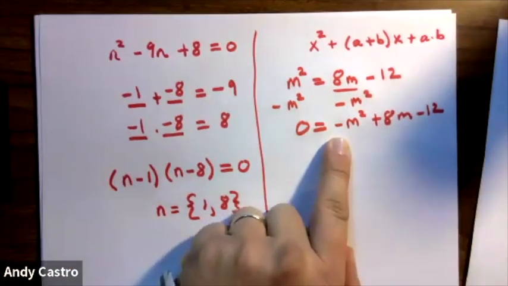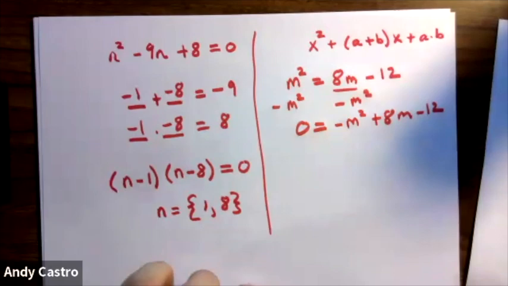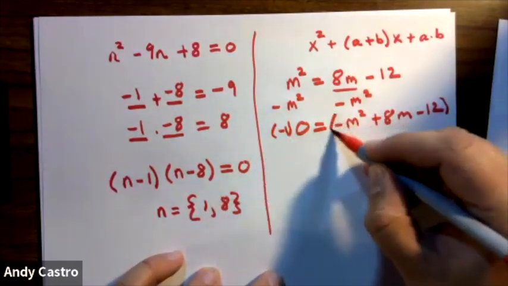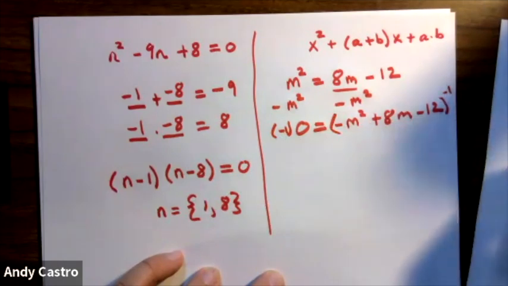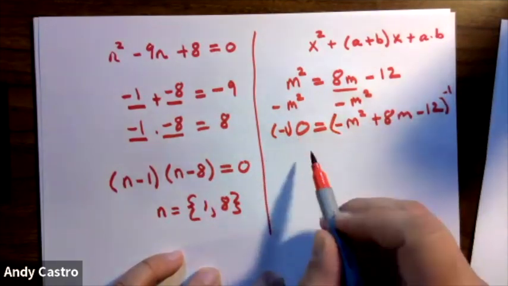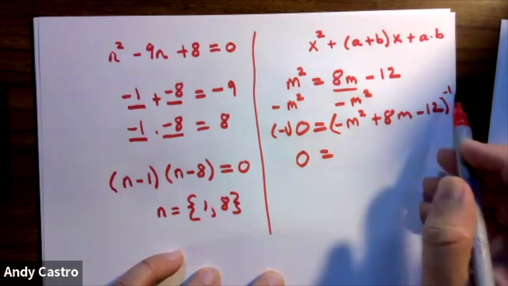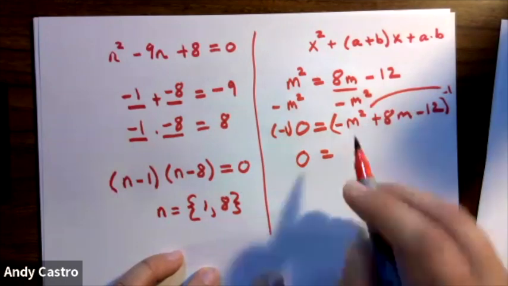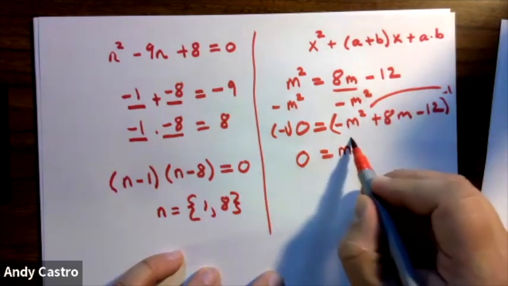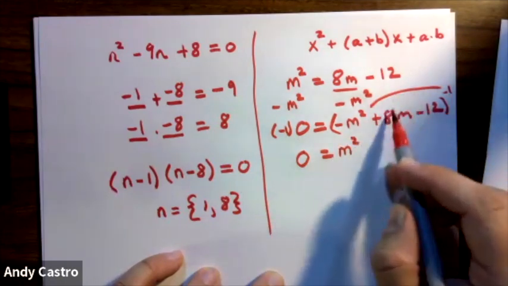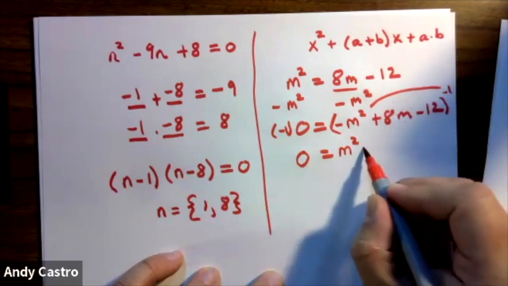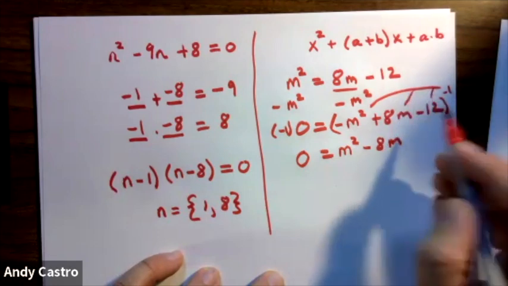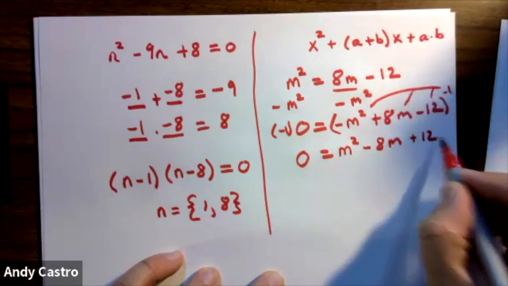But then I've got this -1 in front here. So then what I need to do is multiply both sides by -1. -1 times 0 is 0. -1 times -m squared is +m squared. -1 times 8m is -8m. And -1 times -12 is +12.